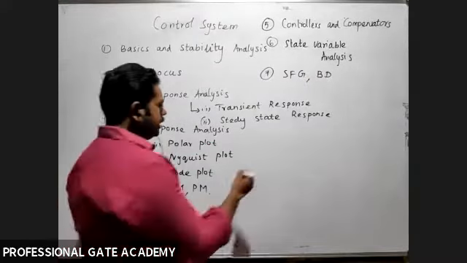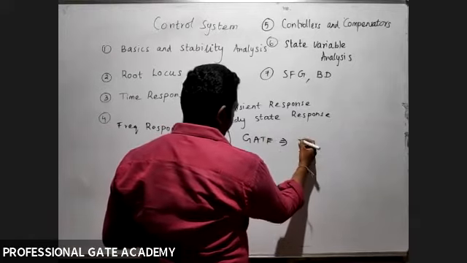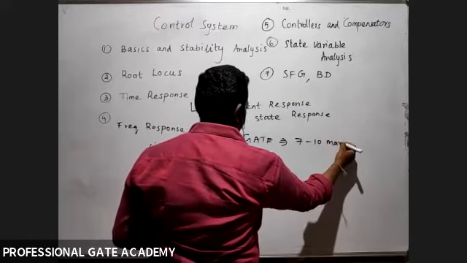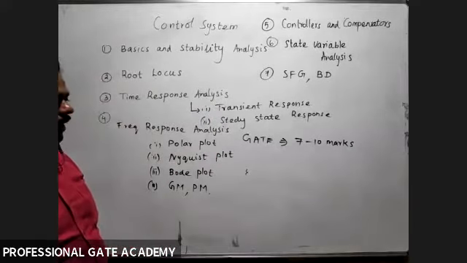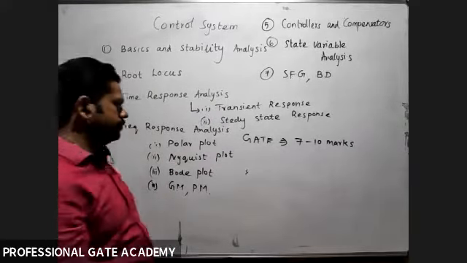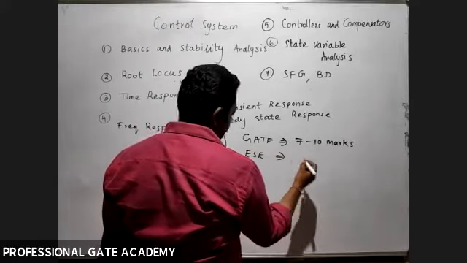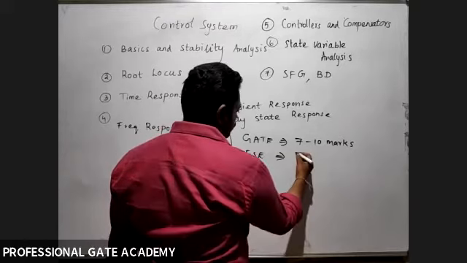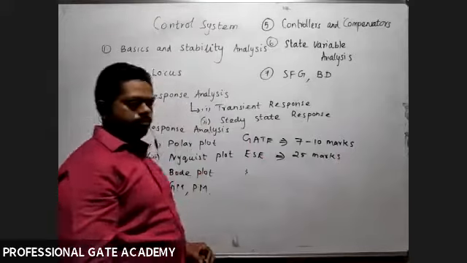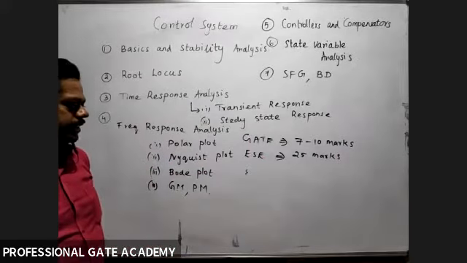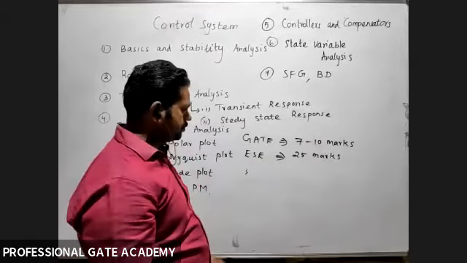So for the GATE exam, we have 7 to 10 marks weightage. In the GATE exam, 7 to 10 marks. And for the engineering services exam, in the preliminary, around 25 marks.